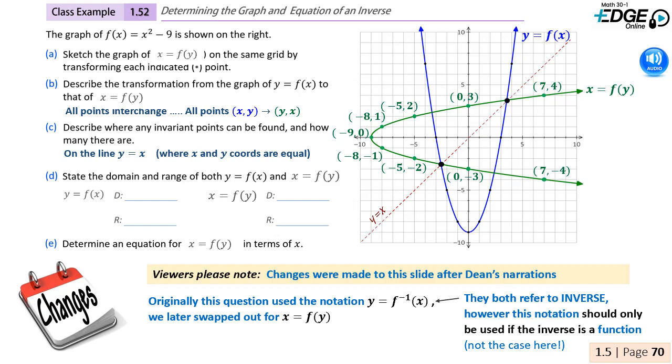To identify the invariant points, it is easiest to draw the line y equals x. This is because invariant points for an inverse will always lie where the point has the same x and y coordinate. Here we see 1 in quadrant 3 and 1 in quadrant 1.